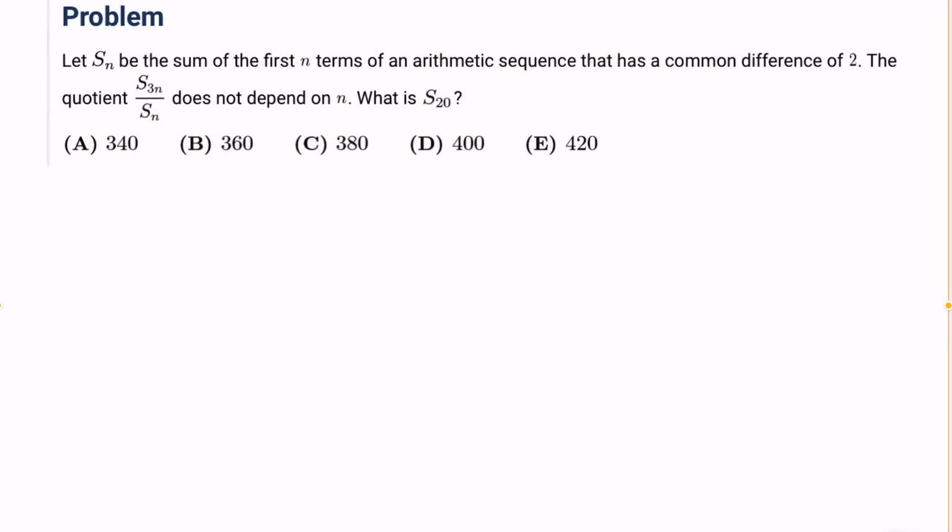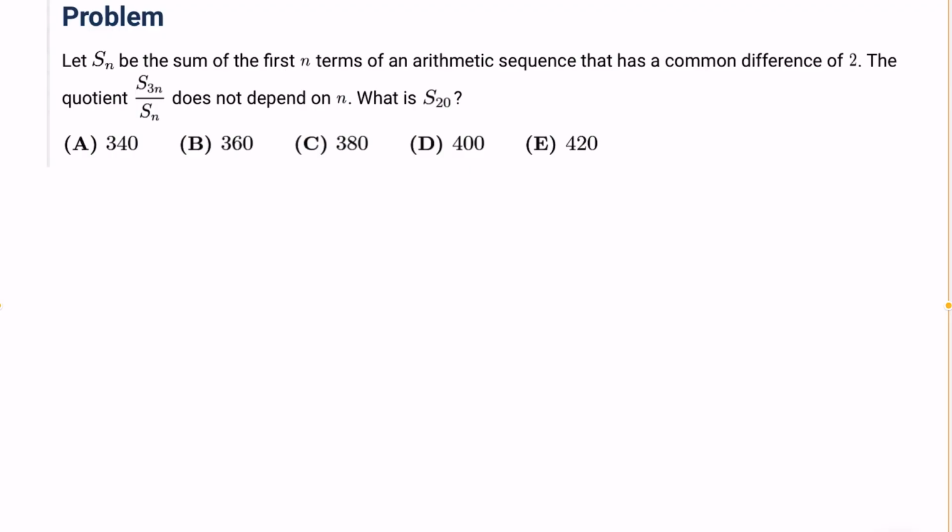The problem states, let Sn be the sum of the first n terms of an arithmetic sequence that has a common difference of 2. The quotient S3n over Sn does not depend on n. What is S20? So it tells us that Sn is the sum of the first n terms of an arithmetic sequence.